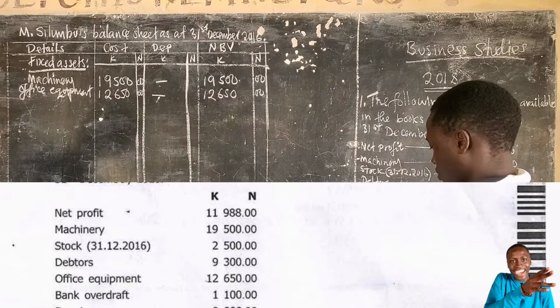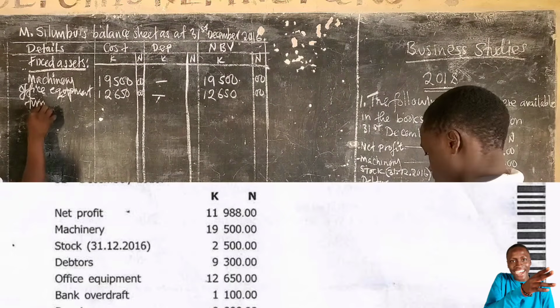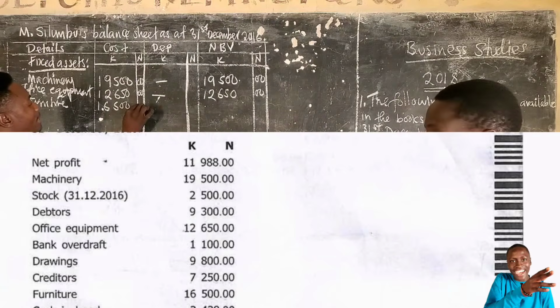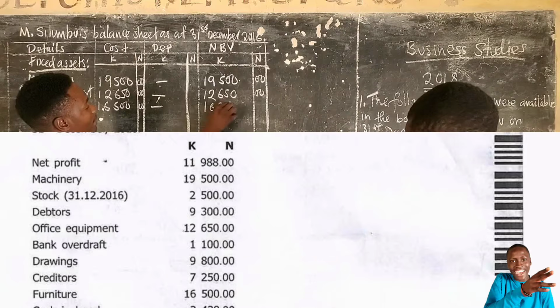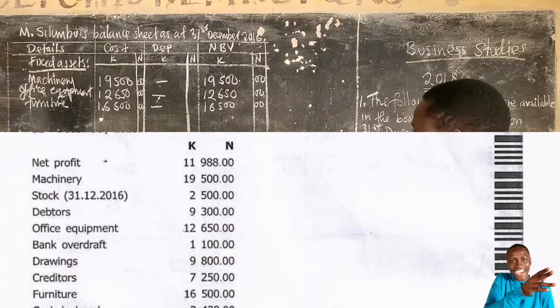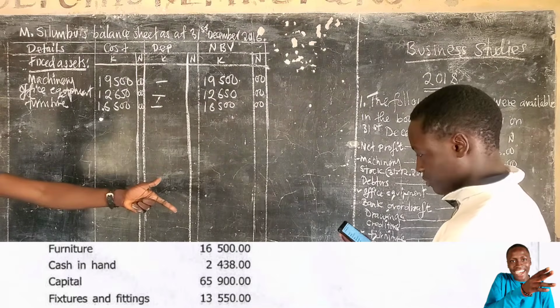The second one. We have furniture. Furniture, how much? 16,500. All right. Same amount here. Yes. 16,500. Now, when you look at what we have so far, you notice that there is another what?